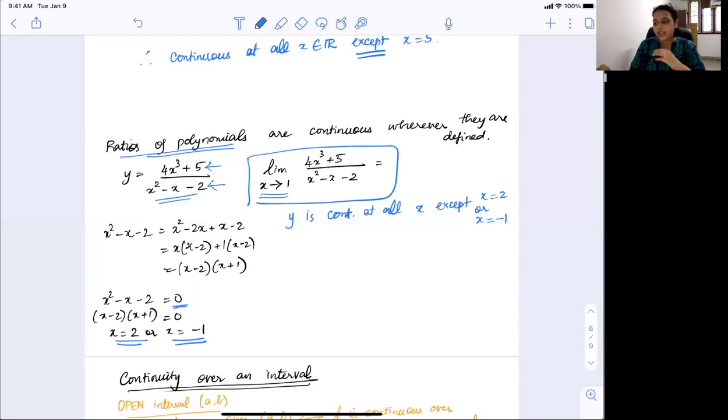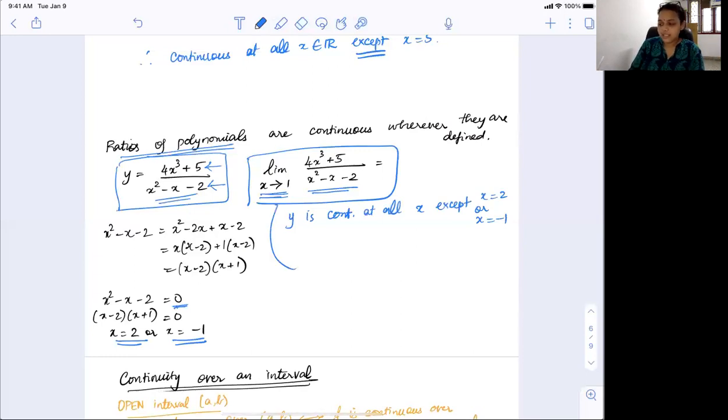So to repeat, the ratios of polynomials are going to be continuous wherever they are defined. And we see that y is going to be defined for all x except when x is equal to 2 or minus 1, because at those two values, the denominator will become 0. Therefore, y is undefined. So once you know the domain for this function, it's going to be continuous at all points in the domain. Now, when I ask you to find the limit as x tends to 1, this y is going to be defined at x is equal to 1. So it's going to be continuous at x is equal to 1. And if it's going to be continuous, the limit at that point is nothing but the functional value of the function at x is equal to 1.